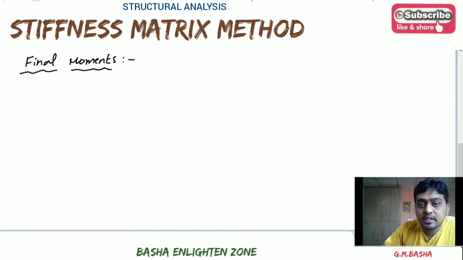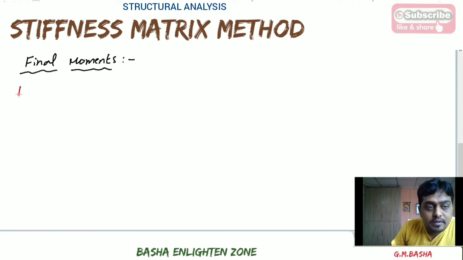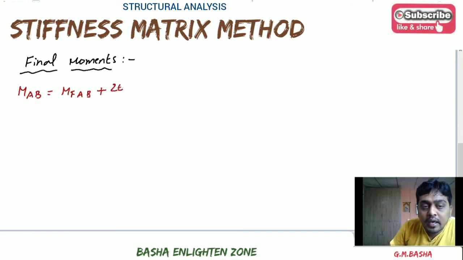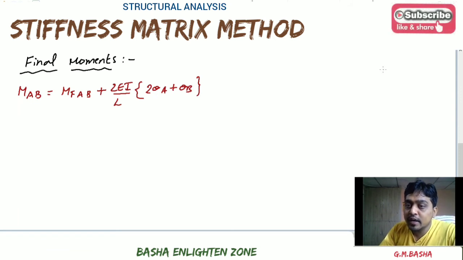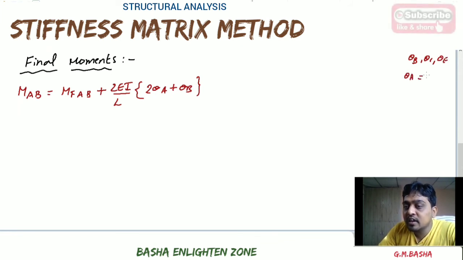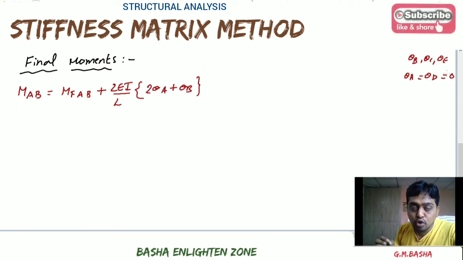So final moments, that is final moment AB will be equal to fixed moment AB plus 2EI by length of the span AB into 2 theta A plus theta B. So already people remember, you will get slopes at the points theta B, theta C, theta E only. But theta A and theta D are the fixed ends, therefore the slopes at these two positions will be 0. And whatever the values at B, C, E, you please substitute those values here.